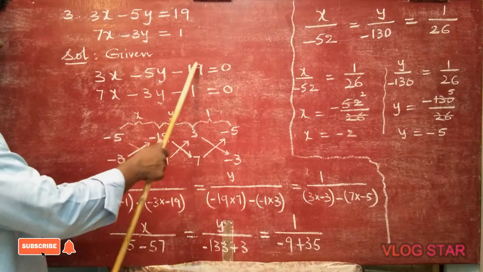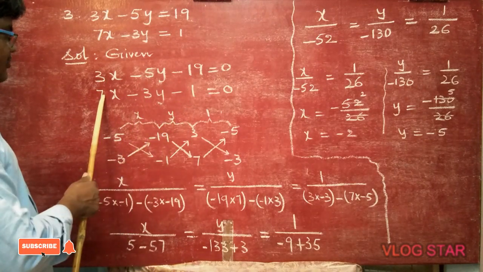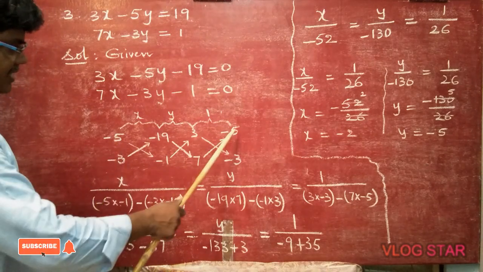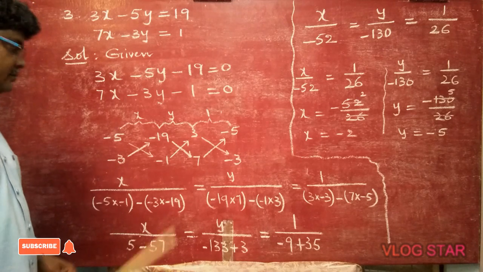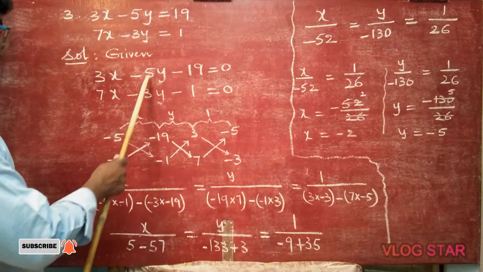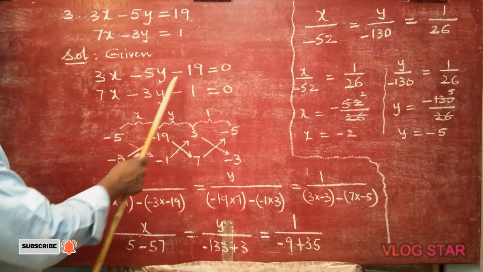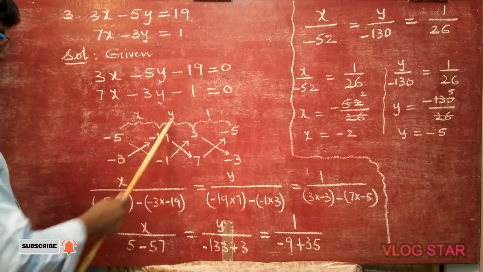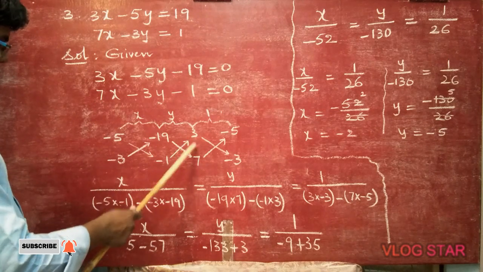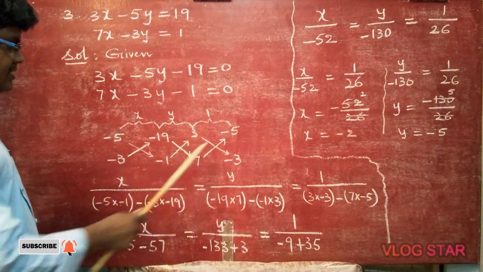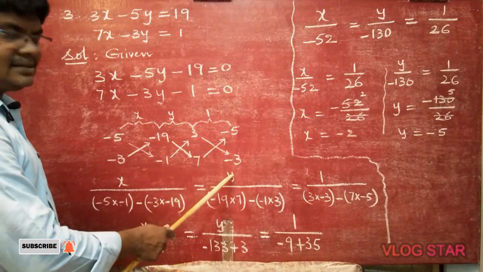Y coefficients, constants, then x coefficients. Again, what you wrote first, repeat in the last. That is the way of writing this diagram. So coefficients of y: minus 5, minus 3. Constants: minus 19, minus 1. And x coefficients: 3, 7, 3, 7. And what you wrote first, again repeat in the last.